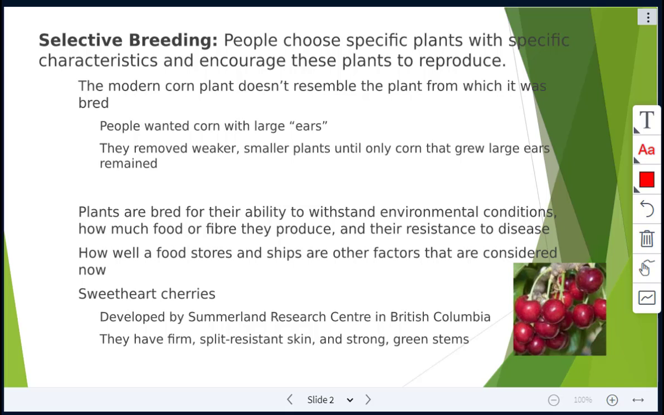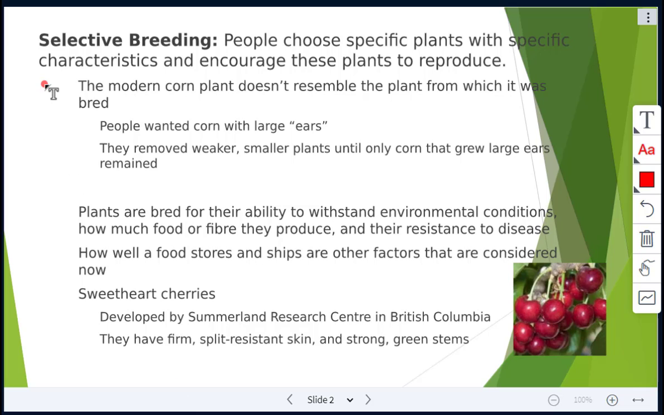All right, so we're going to start by talking about something called selective breeding. So this is when people can choose specific plants with specific characteristics and then basically breed these plants together to reproduce. So for example, maybe we want a plant that has a higher yield, maybe it has more protein, maybe it has some insect resistance. So people can choose those qualities or those characteristics and then breed them together. And that's called selective breeding.